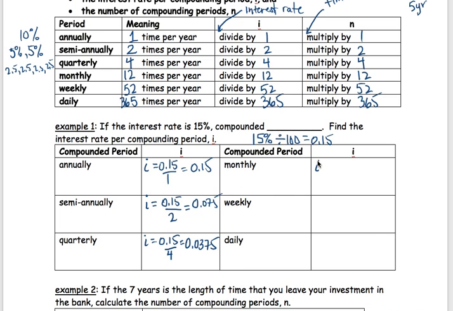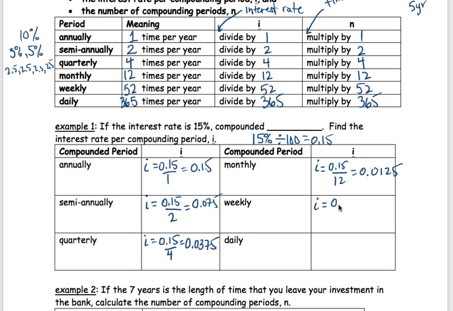All right, so here's the next one. Again, we have 15%. We want to be paid monthly. So what are we going to divide 15% by? 12, right? So you end up with that amount there. Okay, keep going here.